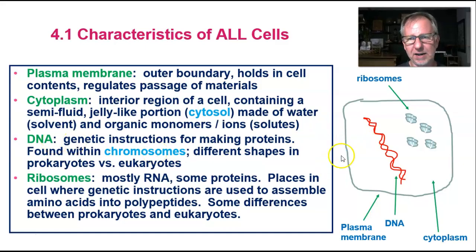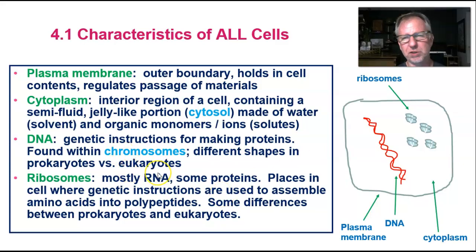Then there's DNA. And as you already know, DNA is where a cell keeps its genetic instructions for making proteins and other molecules. And the DNA is found in structures called chromosomes. And we'll come back to that in a later chapter. Prokaryotes and eukaryotes have different shapes of chromosomes. And I'll mention that coming up again.